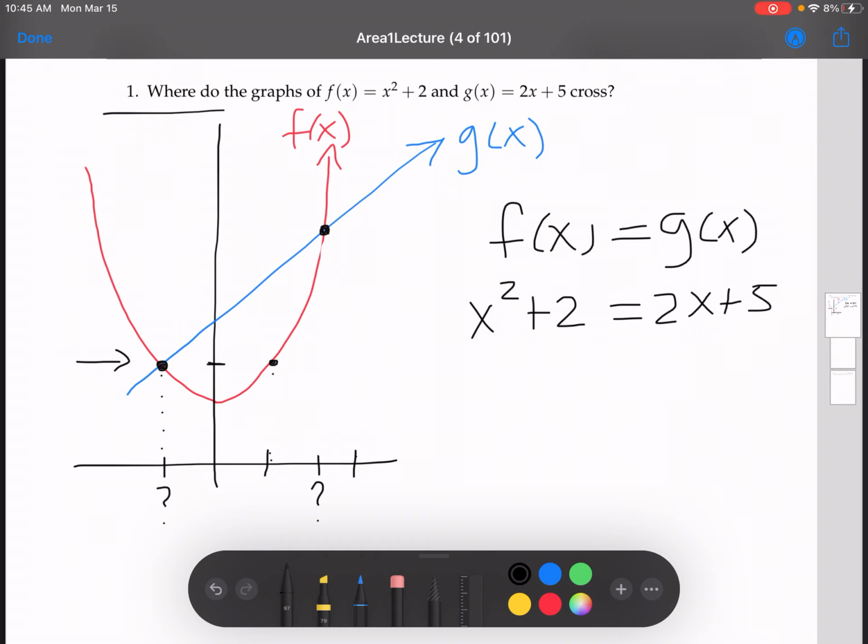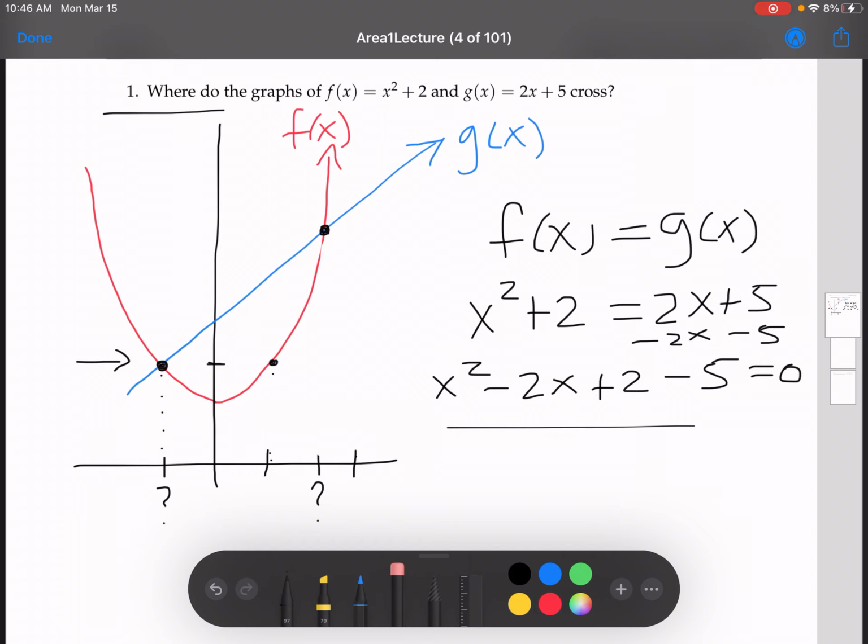And now remember from a previous class, if you're going to solve something with a power bigger than 1, you have to set everything equal to 0 and do some sort of factoring or what have you. So we've got x squared minus 2x plus 2 minus 5 equals 0. To get to here, I just subtracted 2x and 5 from both sides. Okay, that's x squared minus 2x minus 3 equals 0.